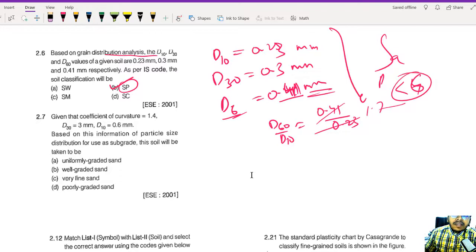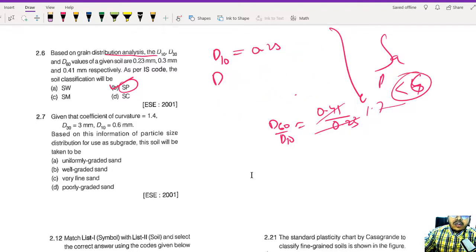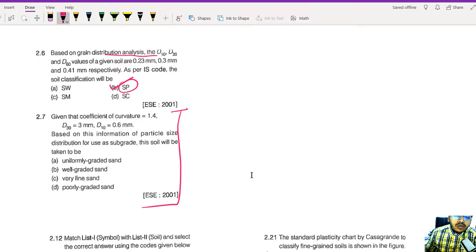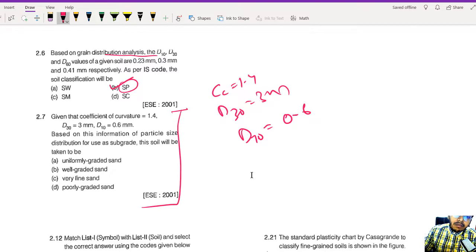Please write these questions neatly in your notes so that it will be helpful to you. Just listening to me will not get you anywhere. If you want rank, you have to practice whatever questions I am doing here. So the coefficient of curvature is given as 1.4, D30 is given as 3 mm, D10 is given as 0.6 mm. He is asking what is the classification.